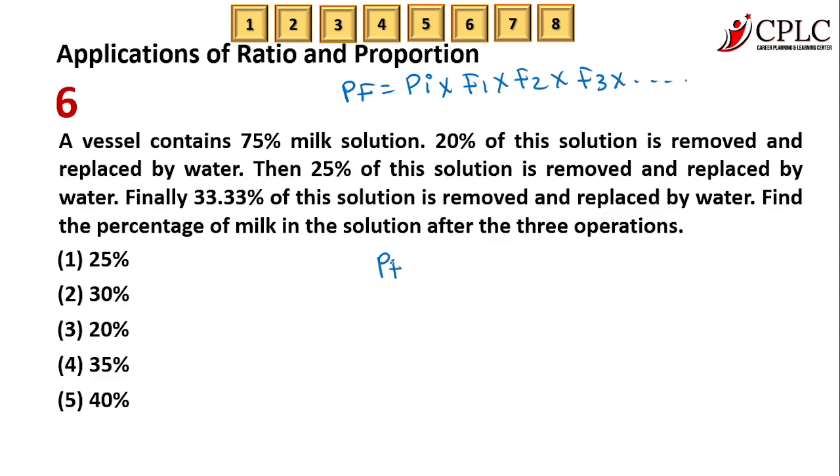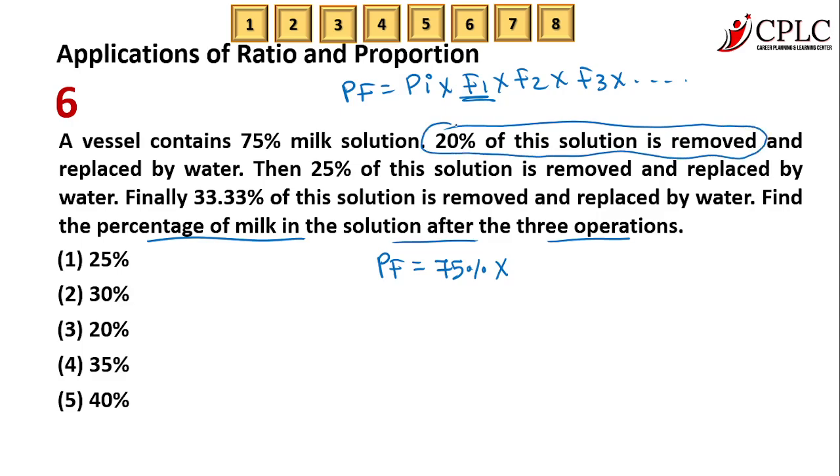So PF, final percentage, we have to find out after the three operations. PI, that is initial percentage, which is 75%. Stage 1, F1, fraction removed at stage 1. So we are removing 20%, and the fraction of 20% is 1 by 5. But we are not asking for what is removed, but the one that is left behind. So if 1 by 5 is removed, 4 by 5 is left behind. These things you need to remember.